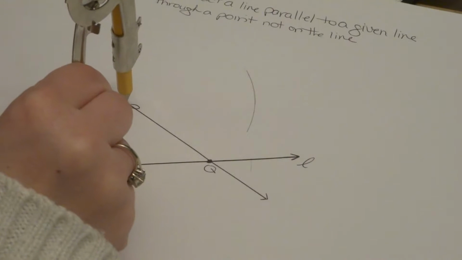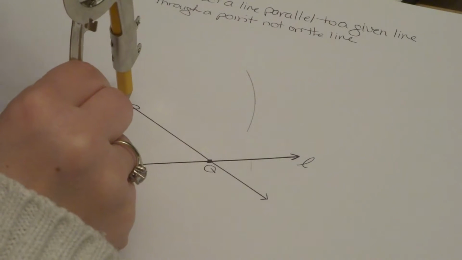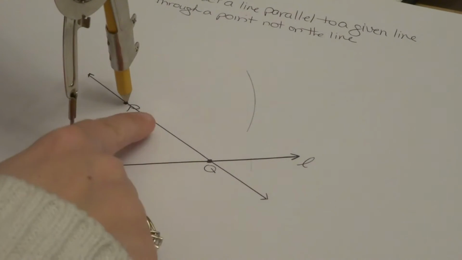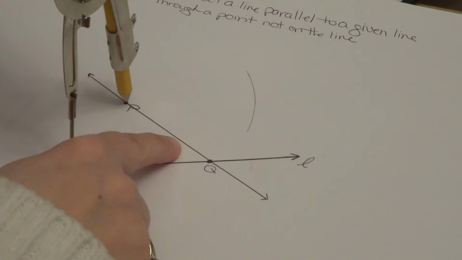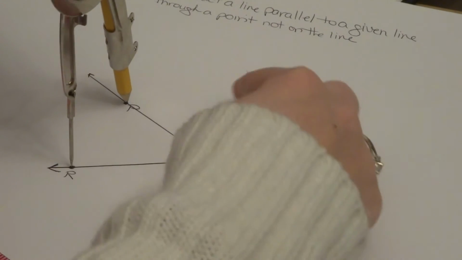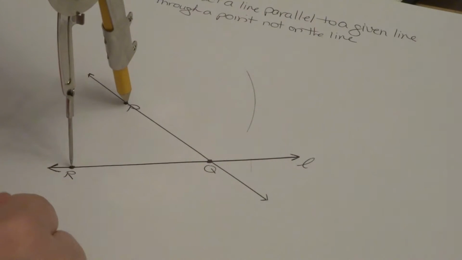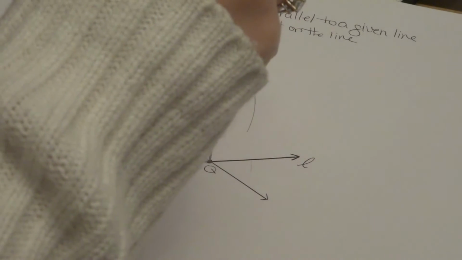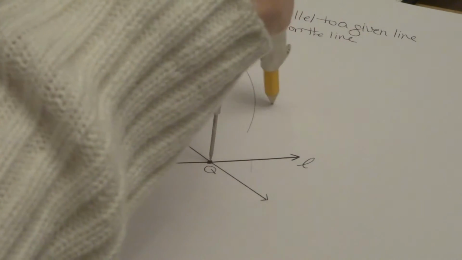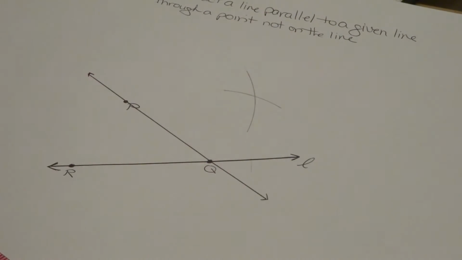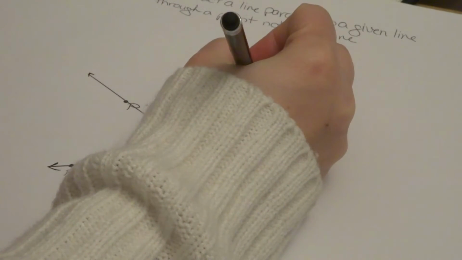Because remember, the idea behind this concept is that we're making a side-side-side congruency, because we're going to have this side because of reflexive. We're going to know this side because we just did that with the arc. And now we're going to know the third side when we use point Q. So this is the length that I want. I'm going to move over here to point Q and make that arc. Where the two arcs intersect is a point. So I'm going to put that point in.